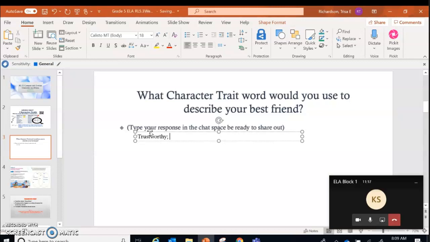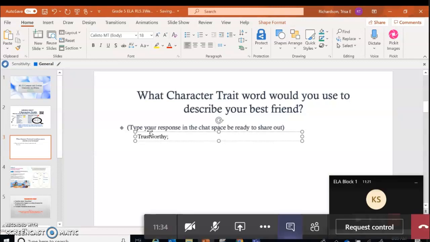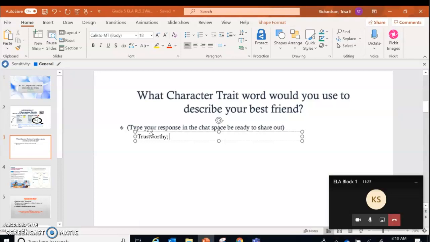So think about your best friend. What would be a good character trait word you would use to describe your best friend? You can type it in the chat box on the side, but I do want you all to tell me those words as well. So we have a few people on the line. Anybody want to take a go of it?